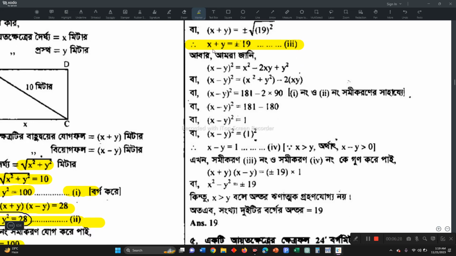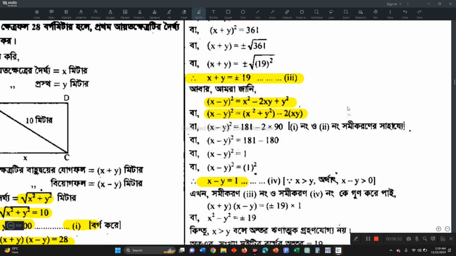Then as we get the value for x plus y, we need the value for x minus y. We know x minus y whole square is equal to x square minus 2xy plus y square. So from this calculation, we get the value for x minus y is equal to 1. Here, the value 1 automatically came as a positive number. There is nothing to wonder about, but here x plus y has come as plus or minus.